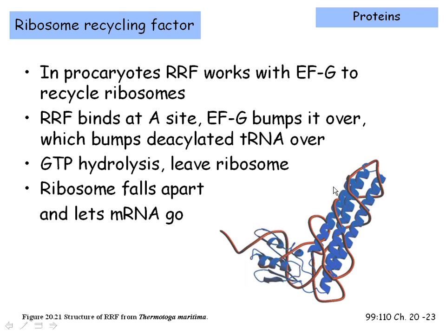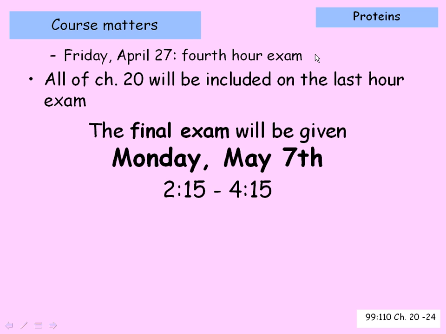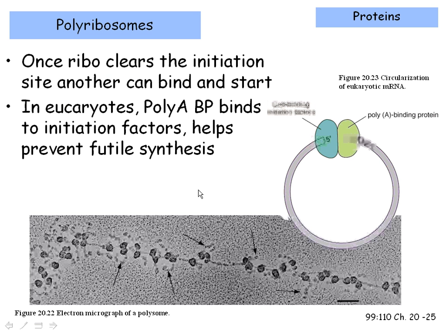But again, you can see this thing that kind of looks like a transfer RNA faking out the ribosome, so to speak. So the ribosome release factor can bind at the aminoacyl site. EFG will move it over, and that will move the deacylated tRNA out altogether. After the hydrolysis, the ribosome will then fall apart. And once the ribosome falls apart, the messenger RNA is released and can go on for another round of initiation yet again. And that's obviously out of date.